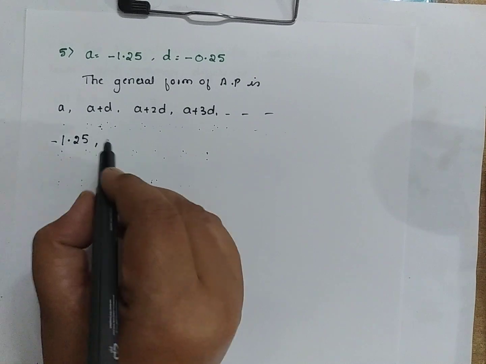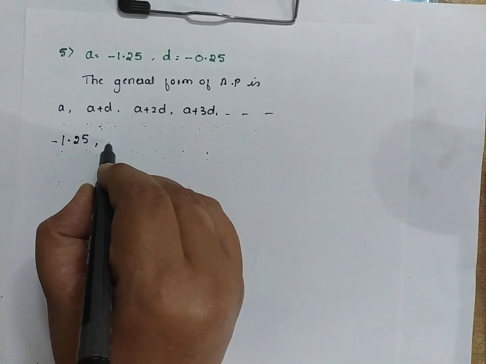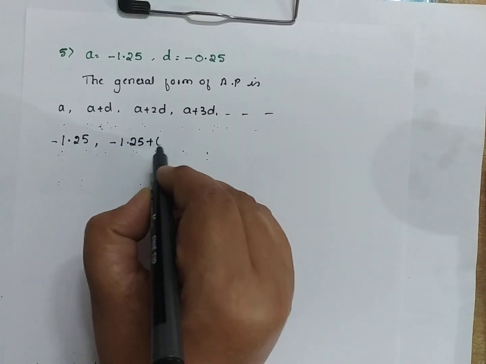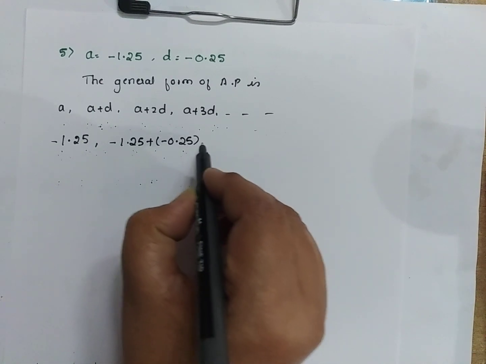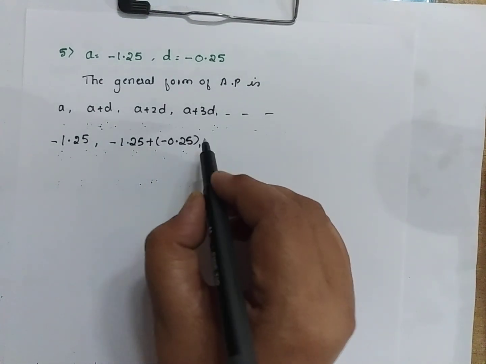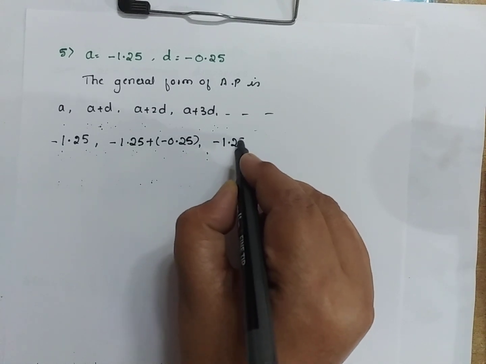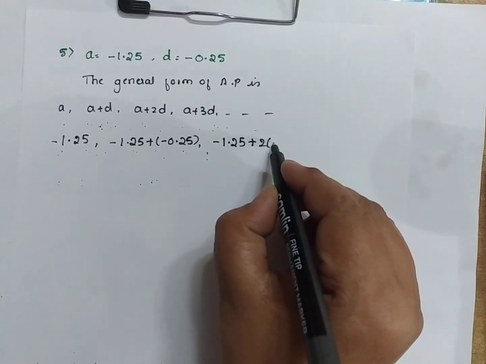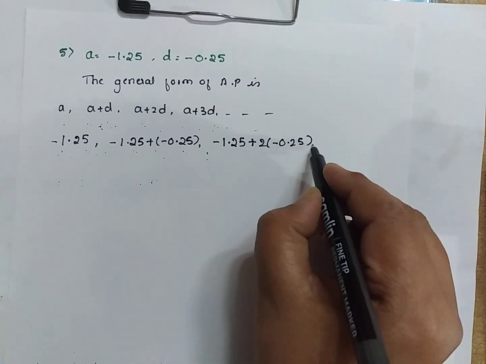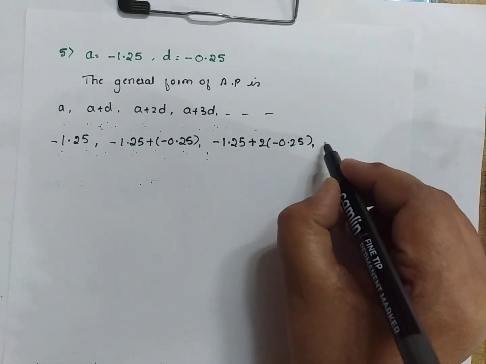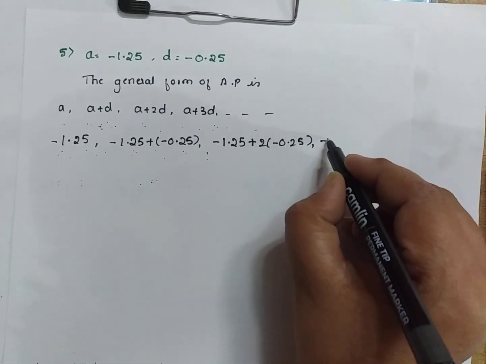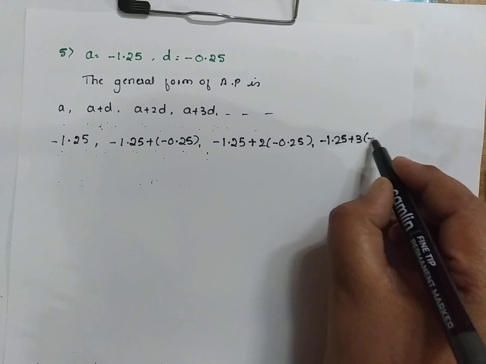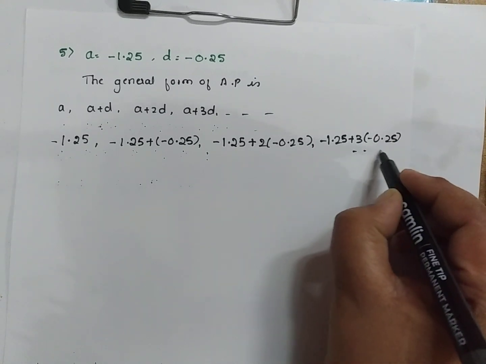1.25, this is the first term. And a plus d is minus 1.25 plus d, where d is minus 0.25. This is a plus d. Next, a plus 2d is minus 1.25 plus 2 into d, which is minus 0.25. Next is a plus 3d, that is a again minus 1.25 plus 3 into d, which is minus 0.25, like this.